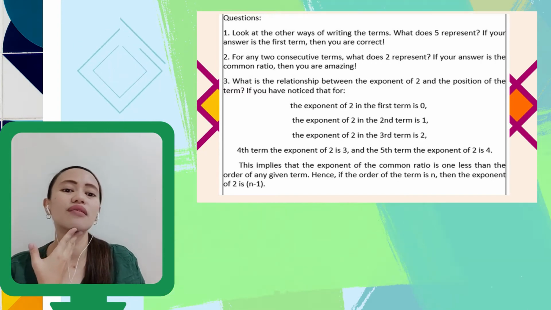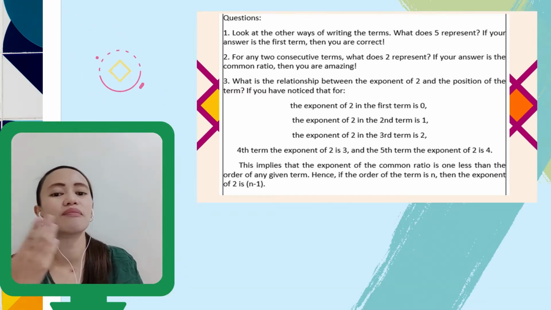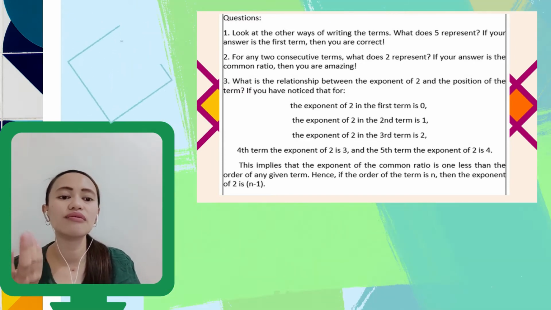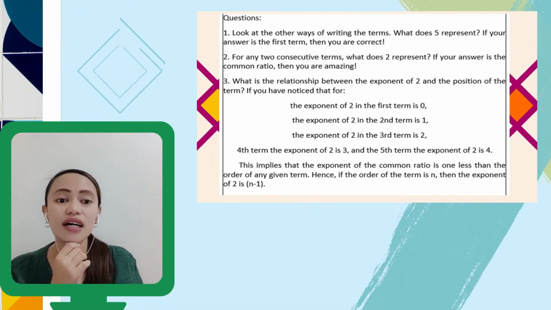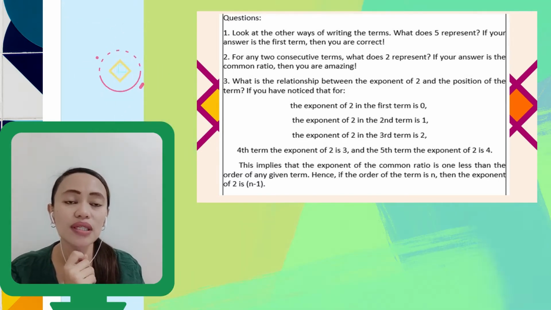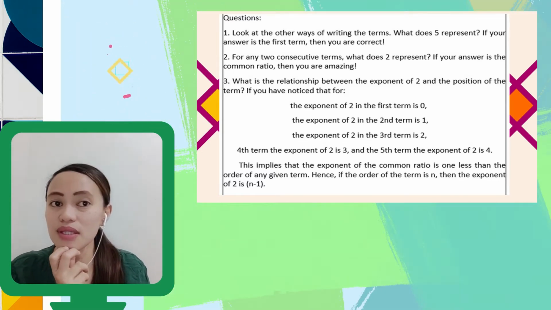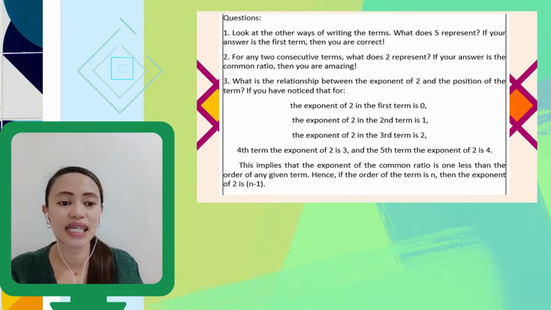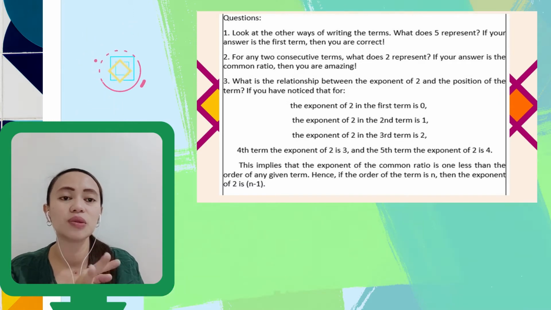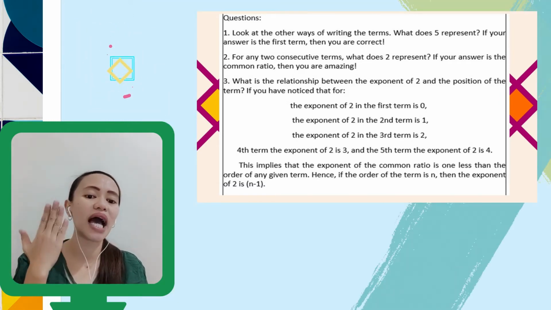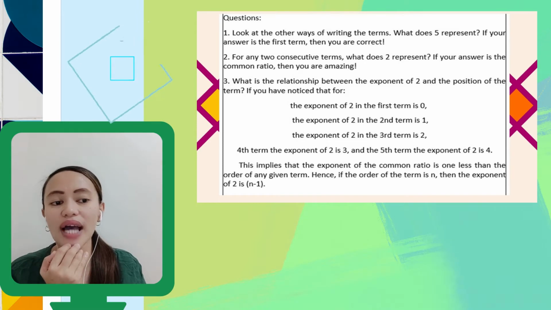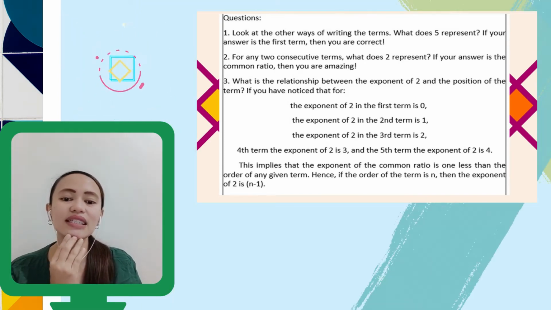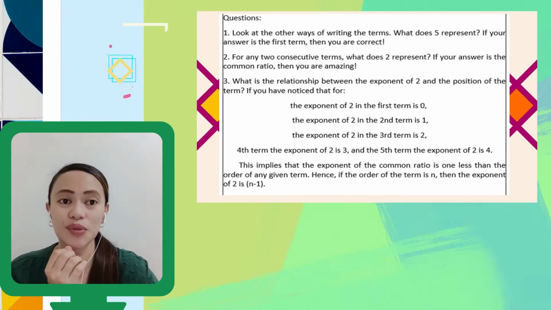Now, what's the relationship between the exponent of 2 and the position of the term? If you have noticed, the exponent of 2 in the first term is 0. The second term, the exponent is 1. The third term, the exponent is 2. The fourth term, the exponent of 2 is 3. And the fifth term, the exponent of 2 is 4. Which implies that the exponent of the common ratio is 1 less than the order of any given term.